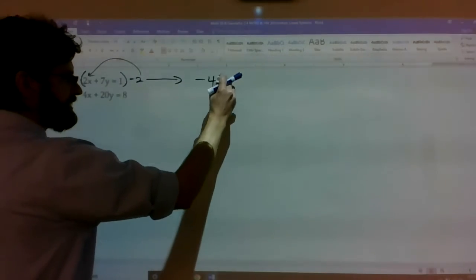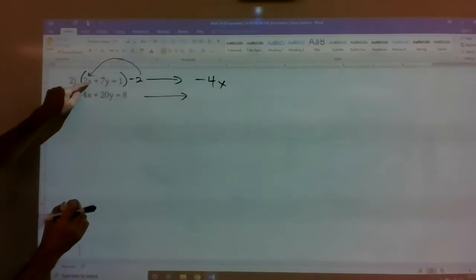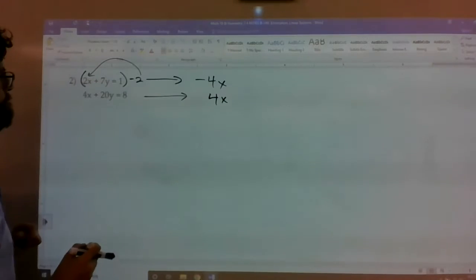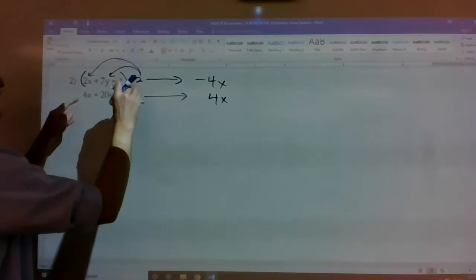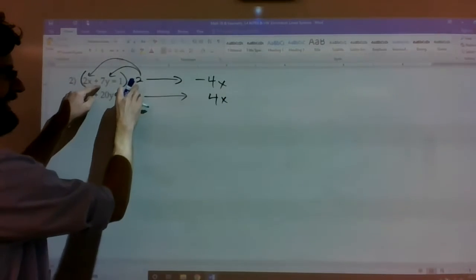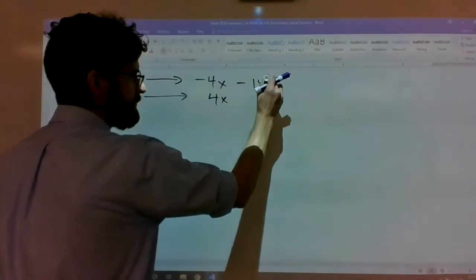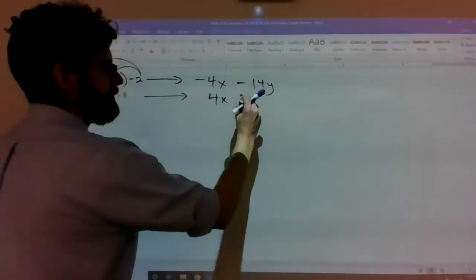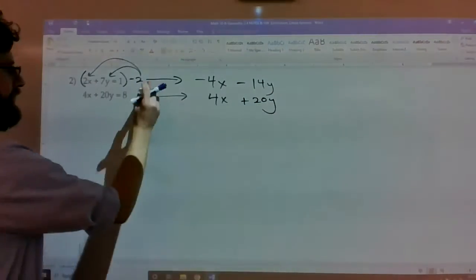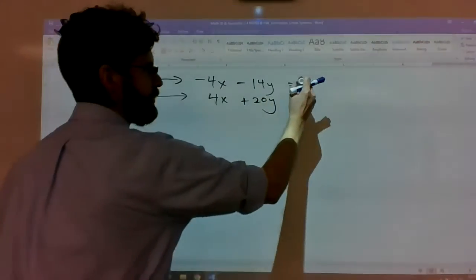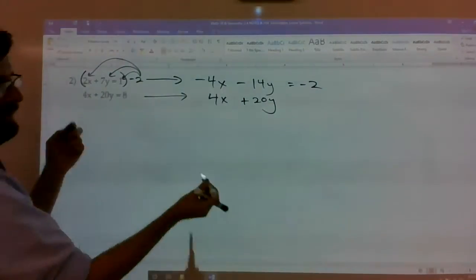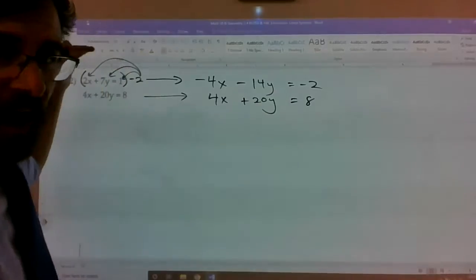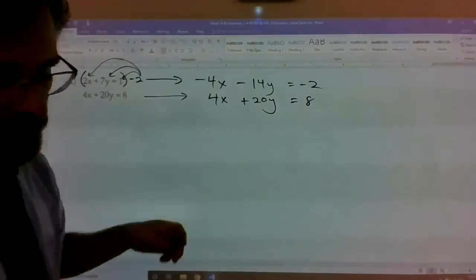All right, so I'm trying to stack a negative 4x with a positive 4x. And then everybody else gets moved through. So minus 14y on top. On the bottom, nothing changes because I don't need to multiply anything. And then take negative 2 times 1, which equals negative 2. The bottom is still 8. So notice that I just changed the top to match the x's on the bottom.